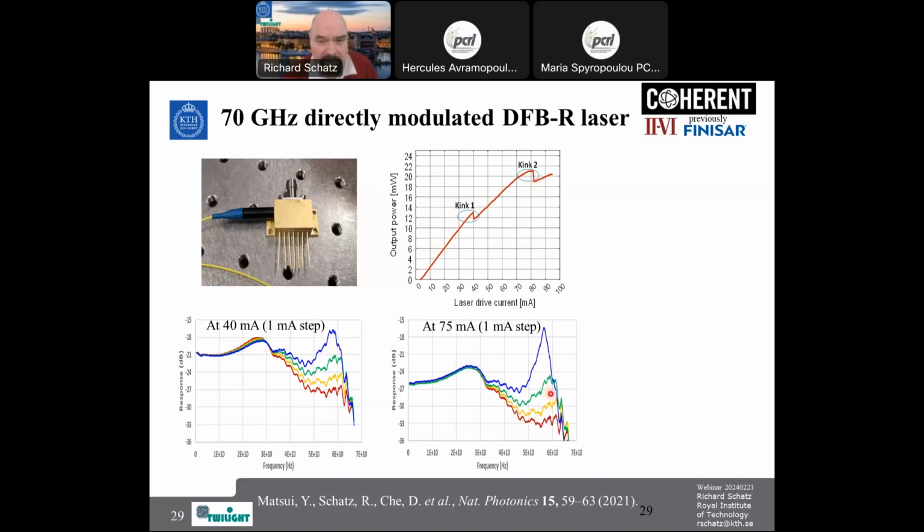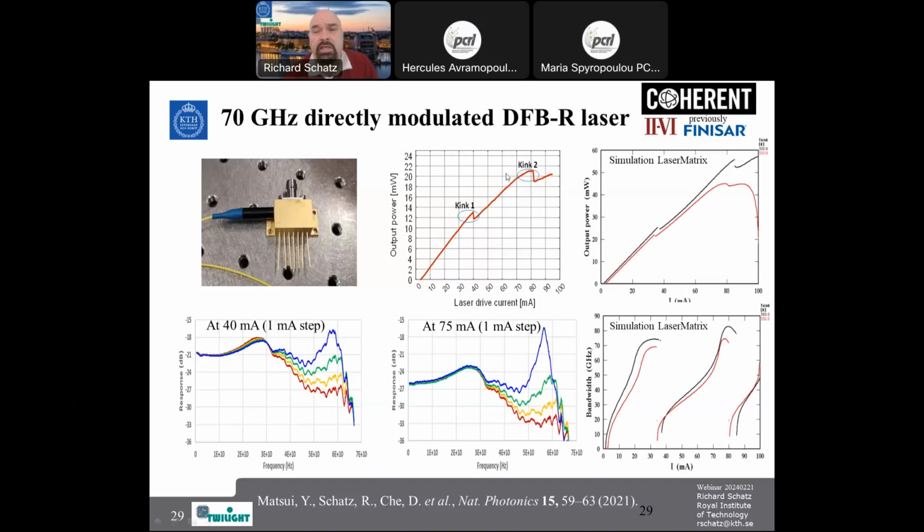And we could get the highest modulation bandwidth and best results at this second kink here. So you see, you need to bias the laser very accurately. This means that it is also very sensitive to temperature changes and so on. So that means it's not right now so commercially interesting, because especially for DMLs, you want them to be temperature insensitive.